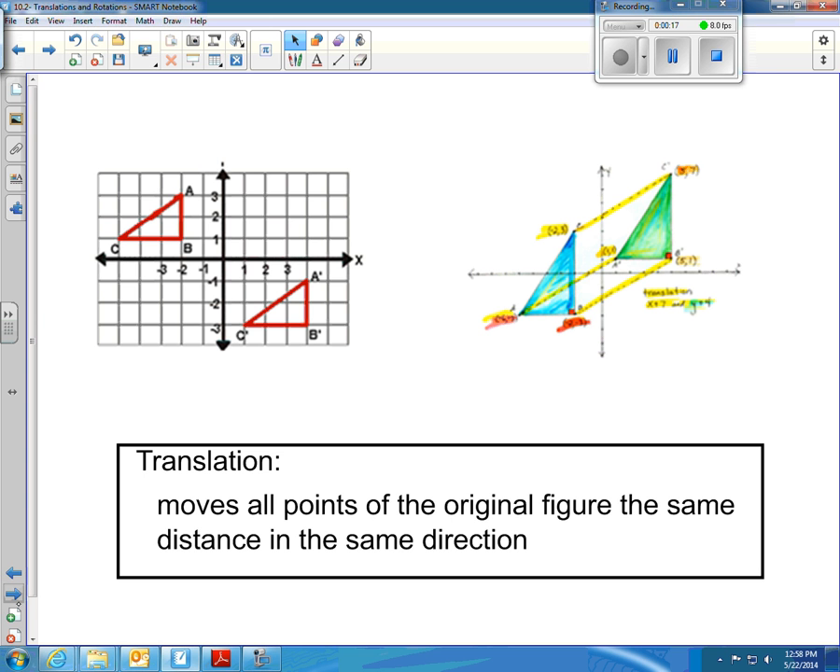Alright, so let's just get in and talk about, well, what does it mean to be a translation? Here's two examples of translations. And a translation is also known as a slide. You'll want to write this down and have that because it will be on our quiz and on our test. A translation is a slide. It moves all points of the original figure the same distance in the same direction. So we're just moving our figure the same distance in the same direction.